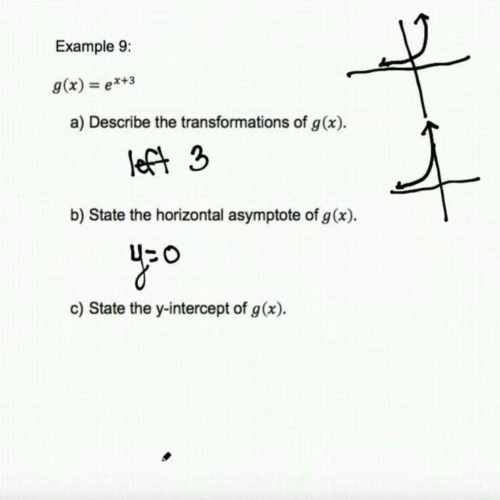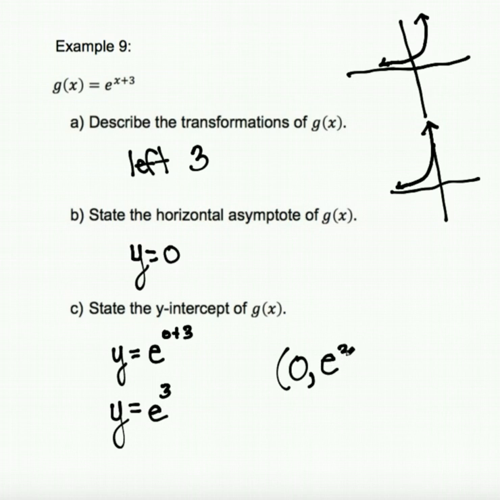We want to do that algebraically. So the y-intercept, remember, you're going to make x 0. So y equals e to the 0 plus 3. So my y-intercept is e to the third. Just simply leave it as e cubed instead of doing it in the calculator and giving me a decimal. So we can write that as 0, comma, e to the third power is my y-intercept.